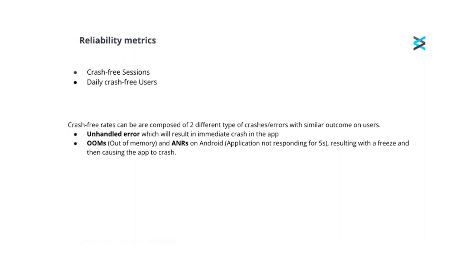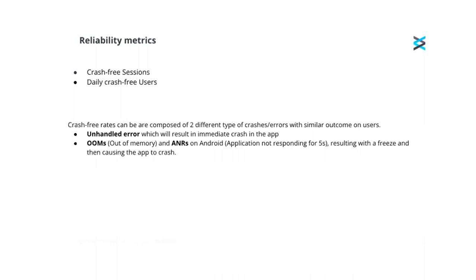Moving on to the reliability metrics, we measure two metrics: crash-free sessions and crash-free users. But why do we have these two metrics for crashes? Crash-free sessions and users tell a slightly different story, because the number of sessions compared to users is much larger and will always show better numbers, while unique users will be much more on the lower end of the scale.